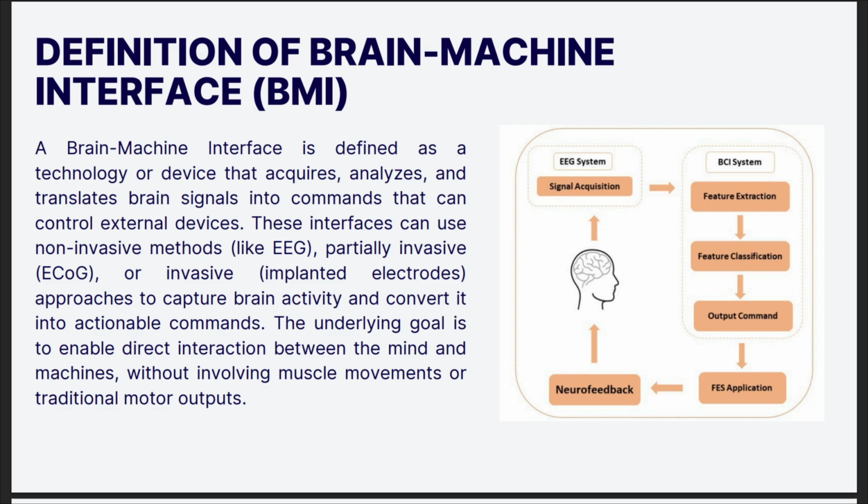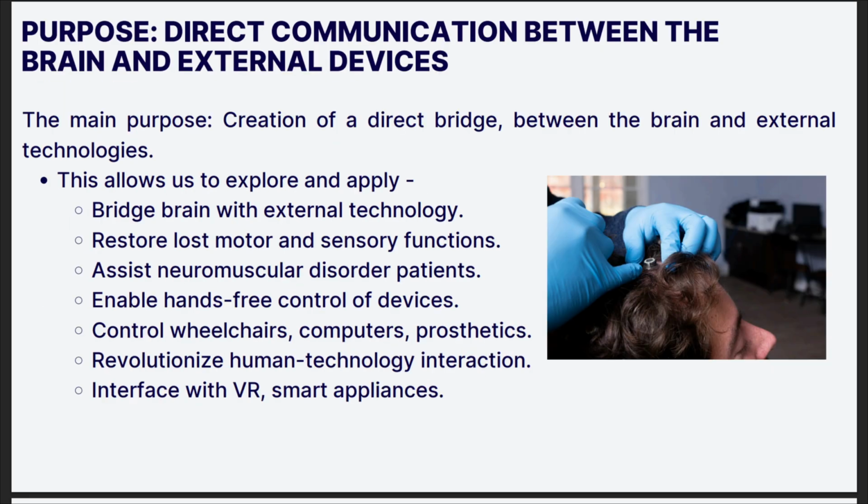Now here we will see the definition of brain-machine interface. A brain-machine interface is defined as a technology or device that acquires, analyzes, and translates brain signals into commands that can control external devices. These interfaces can use non-invasive methods like EEG, partially invasive like ECoG, or invasive implanted electrode approaches to capture brain activity and convert it into actionable commands. The underlying goal is to enable direct interaction between the brain and machines without involving muscle movement or traditional motor output.